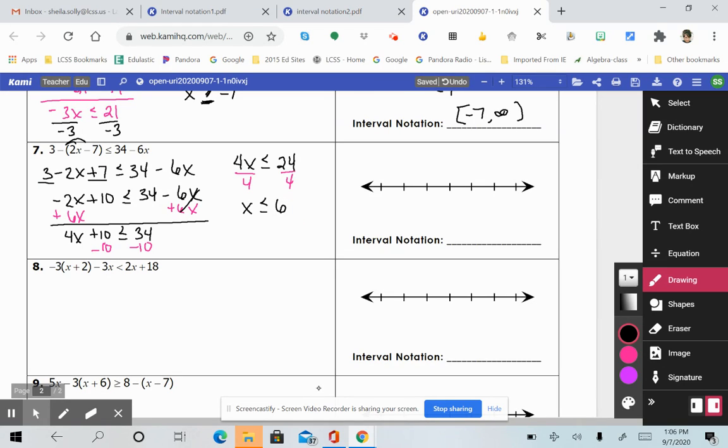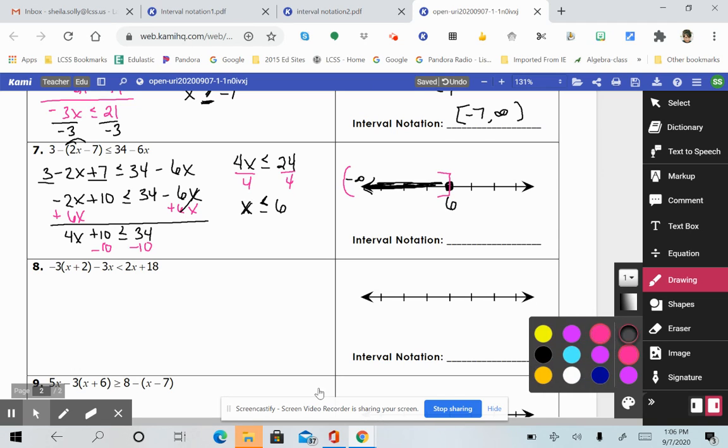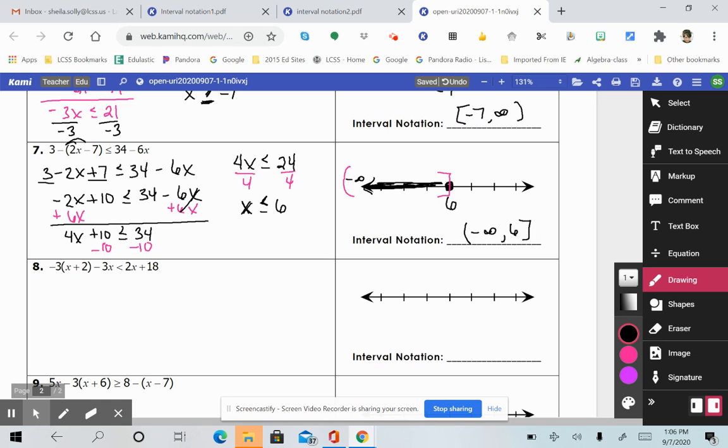On our graph, we do a filled circle at 6. The variable is on the left, so we shade the direction the inequality is pointing. So we shade towards negative infinity and close. Remember parentheses at infinities, brackets at filled circles. To write our interval notation now, it's parentheses, negative infinity, comma, 6 bracket.